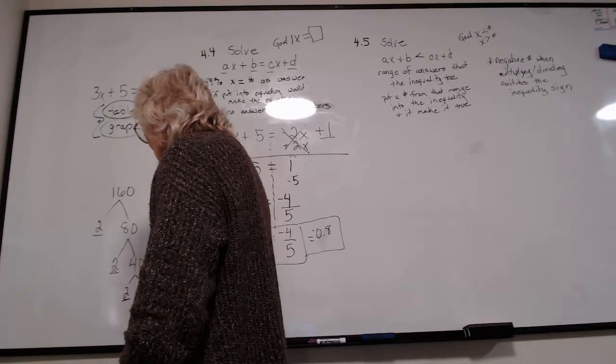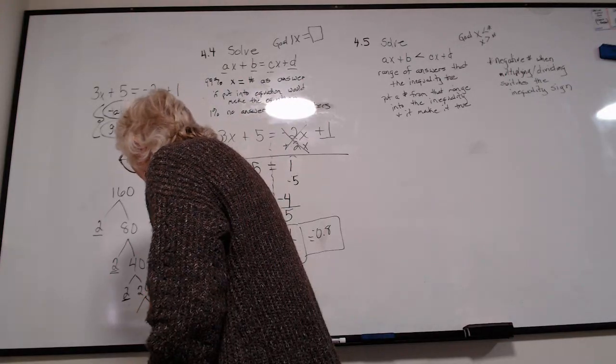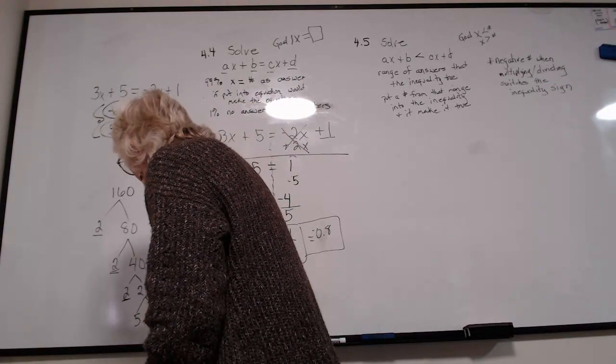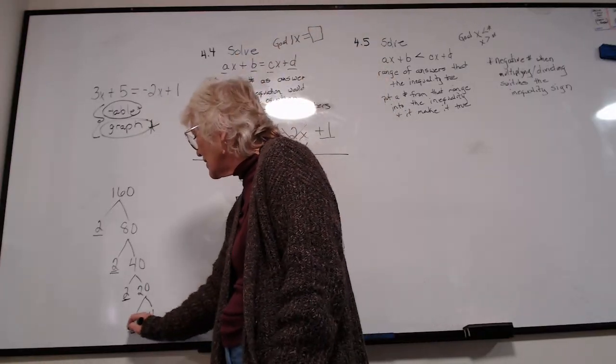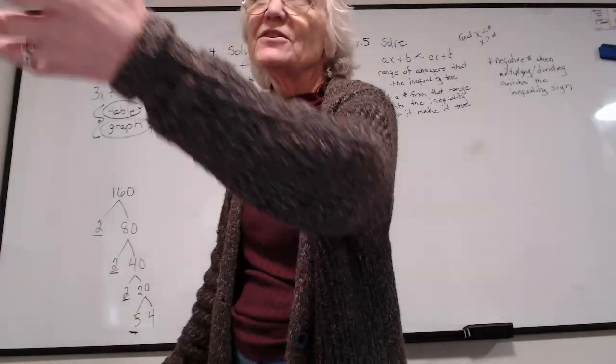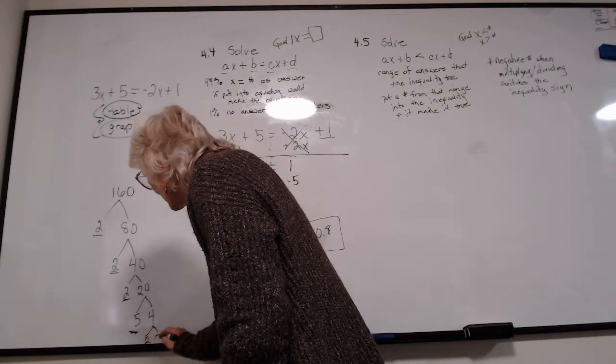So 2 is prime. Is 20 prime? No. 20 is 10 and 2. Is 10 prime? No, it's 5 and 2. Or we could do 5 and 4 this time. It's basically the same. 5 is prime, so you'll still end up with the same thing. Then you break 4 into 2 and 2.